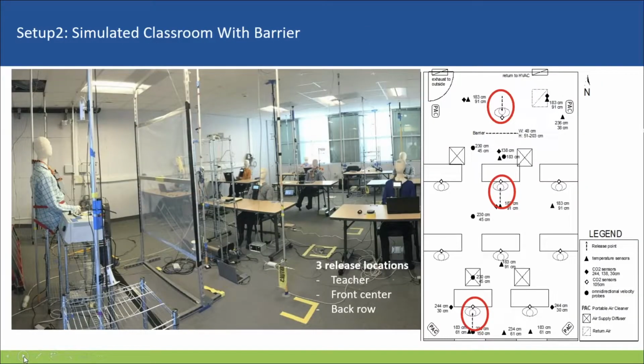The second setup is a simulated classroom with a barrier. It's almost the same setup as the conference room, but the mannequins were located in 3 rows to mimic students, and there's 1 mannequin in front of the room to mimic the teacher. In some experiments, we put a barrier in front of the teacher, and we also release the contaminants from 3 different locations. One is from the teacher, one is from a student in the first row, and in some experiments it was released from a student in the last row. Next slide, please.